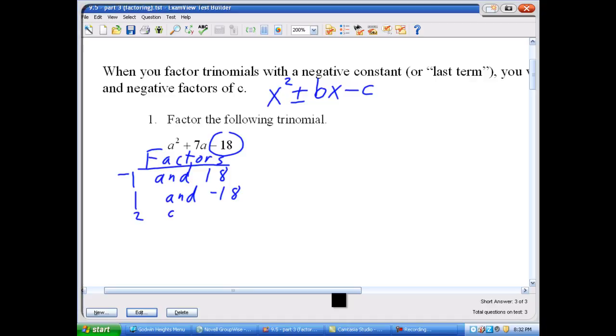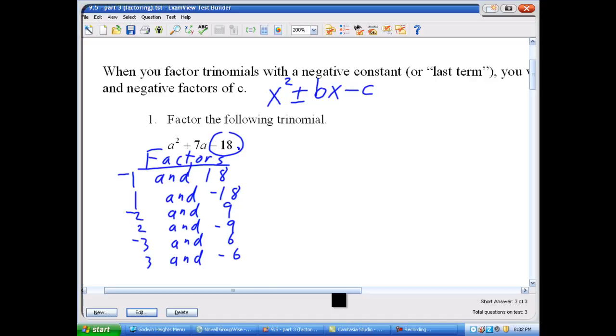Also, I would have 2 and 9 if it were positive, but again, I need to have one of them negative. And then I also would have 2 and negative 9. One more, I should have 3 and 6, and also I have a negative here, and then the other combination would of course be 3 and negative 6. If I tried to divide this negative 18 by 2, I'd get 9. If I tried to divide it by 3, I would get 6. If I tried to divide it by 1, I would get 18. If I tried to divide it by 4, I would get a decimal, and that's not what we want. So this is all the factors.